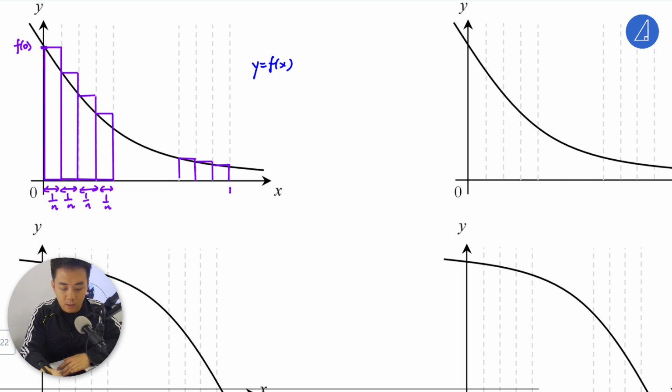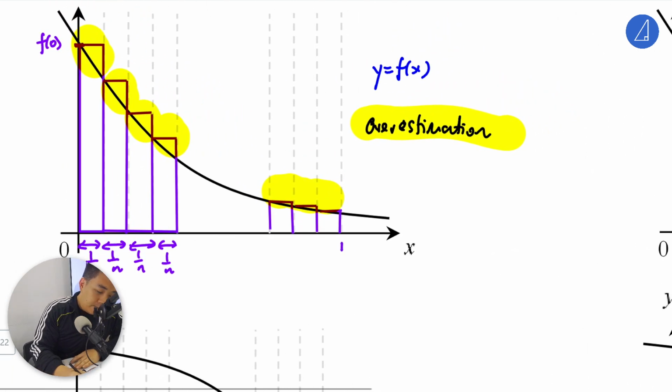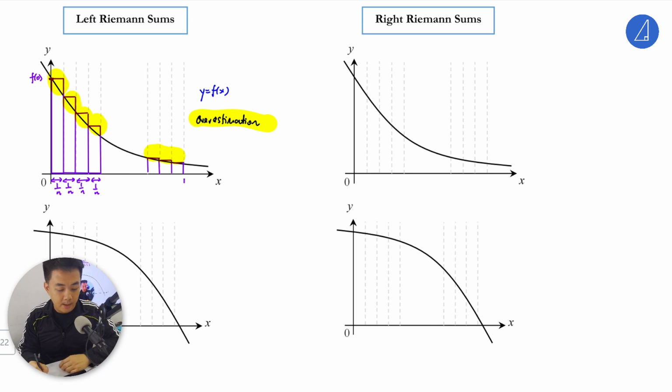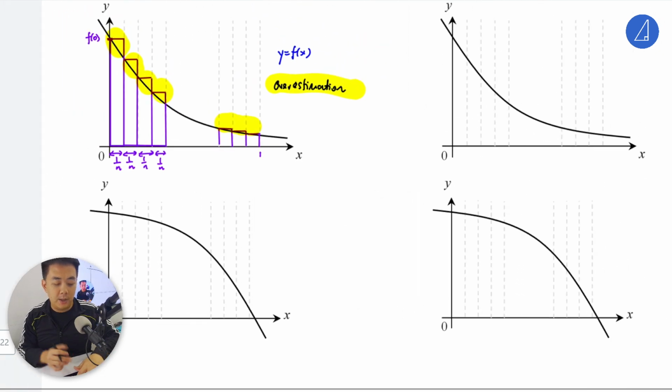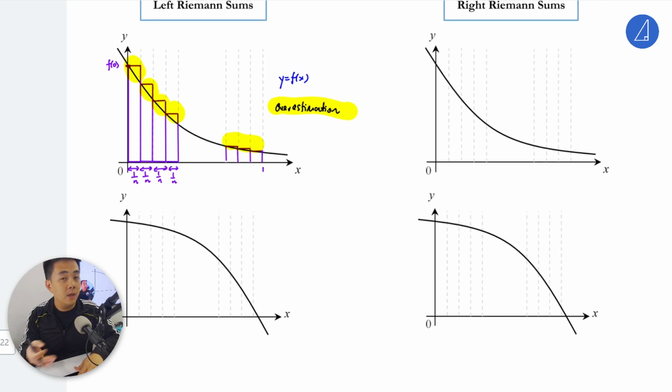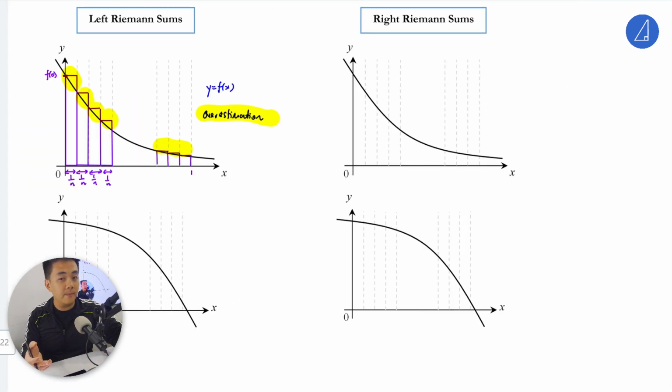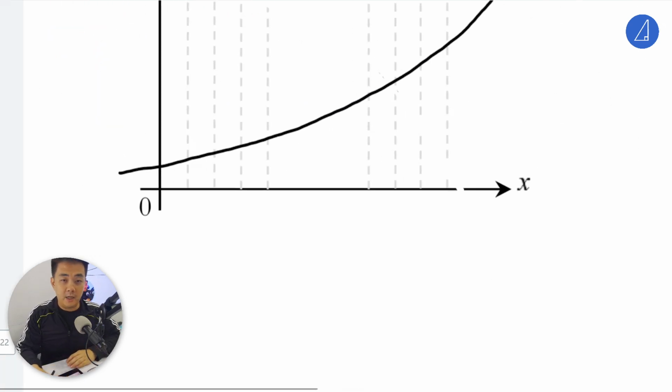When you draw it out, this is an overestimation. Agree it is an overestimation? Because there's this jagged area here that you accounted for. That's overestimation. So this is how you calculate it, left bound, the left Riemann sum. The next question naturally will be, if I always take the left Riemann sum, is it always an overestimation? The answer is no. It depends on the curve.